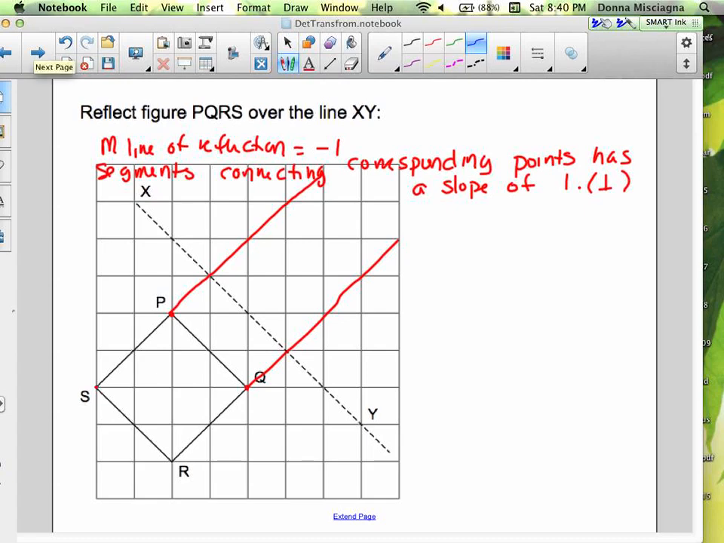Right, so we're 1 away. I'll put a 1 there. We're going to count 1 this way, right, and that would be P prime. Right, so here Q is 1 away from our line of reflection. Q prime is also going to be 1 diagonally. Excuse me. And S is 1, 2, 3 away.